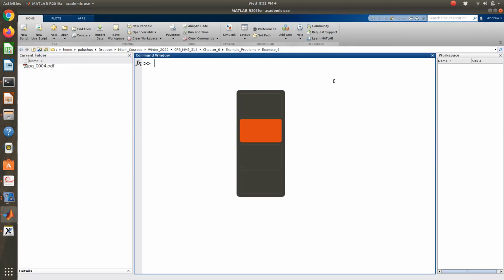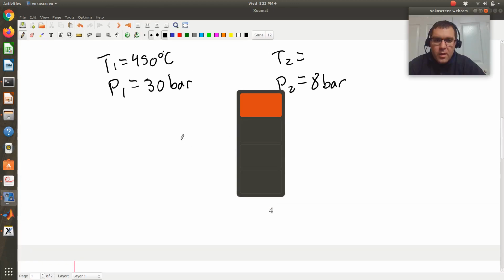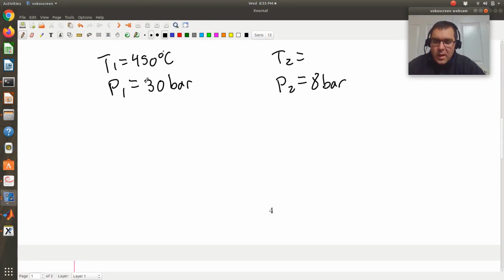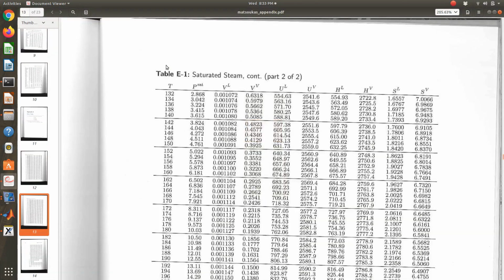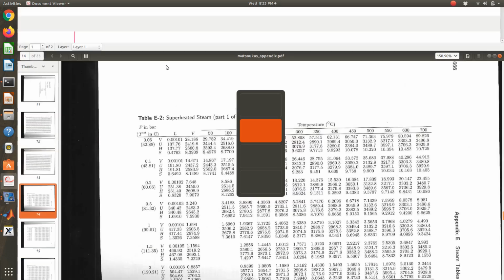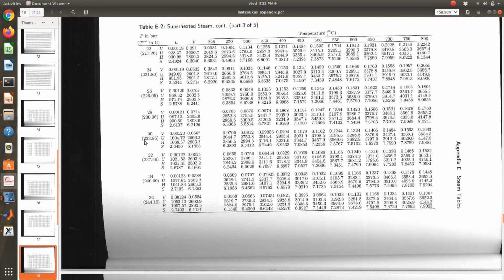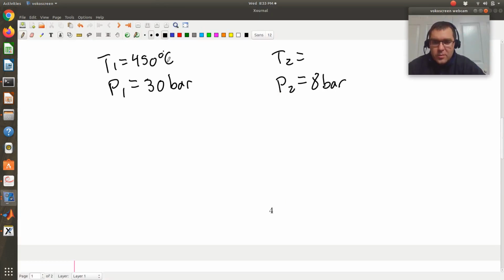So I'm going to go to my steam tables, which I think are hidden behind one of these. Here we go. Okay, so I'm going to go to my steam tables, and my initial state I'm going to assume superheated. So I'm going to go to my superheated steam tables, and we'll find out. Okay, so I'm going to go down to 30 bar. At 30 bar, my saturation temperature is 233.86. So since my temperature is greater than Tsat at that pressure, I must have a superheated vapor. Okay, so that's great. Let me come over here and we'll note we have a superheated vapor.